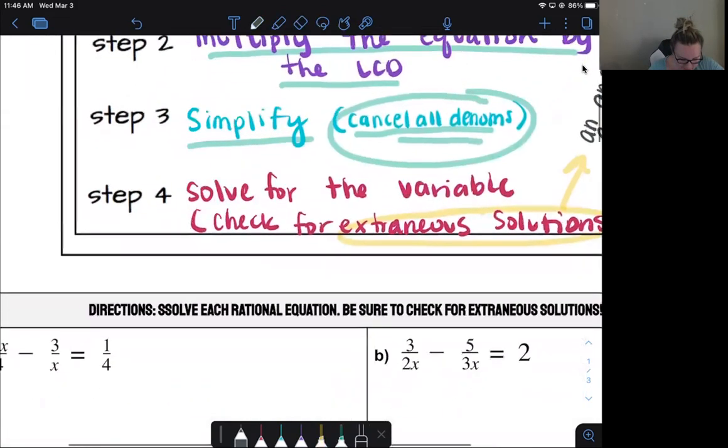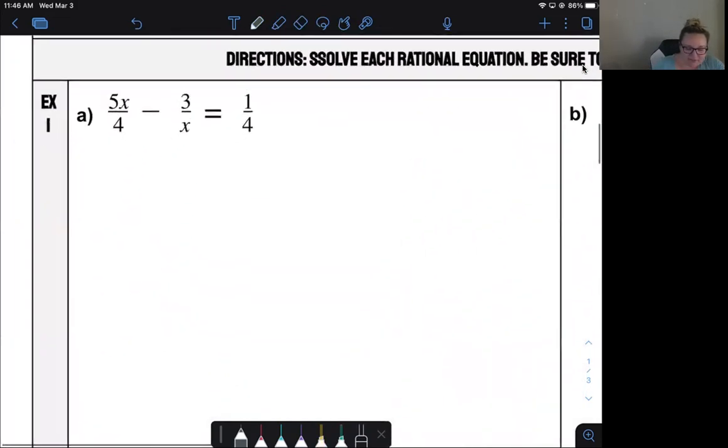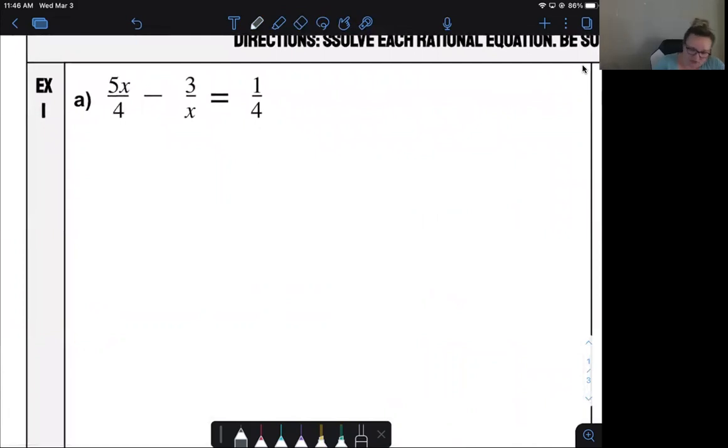All right. So for example 1, we are going to change this so there's no x here. We're just going to do 5/4 minus 3 over x is equal to 1/4. We're going to solve this rational equation. So our first step is to factor, which in this one we don't need to factor.